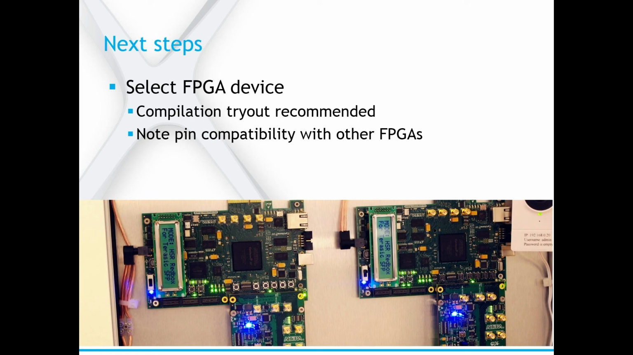Then, you should select the FPGA device to be used, after which you can try to compile the FPGA design for the first time. Make the design pin compatible with other FPGA chips in the same package, so that you can change the device. The tryout compilation gives you an idea whether you can fit all that you need onto the selected FPGA, and whether your pinout is feasible.